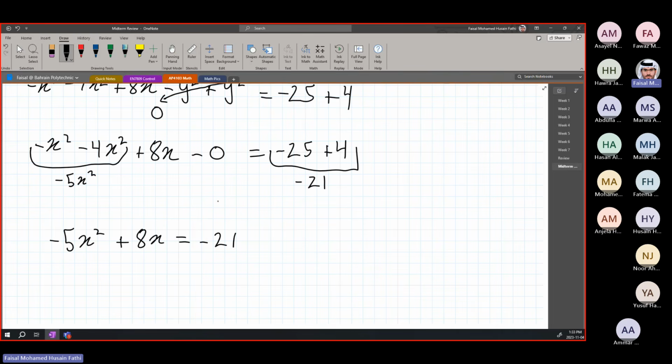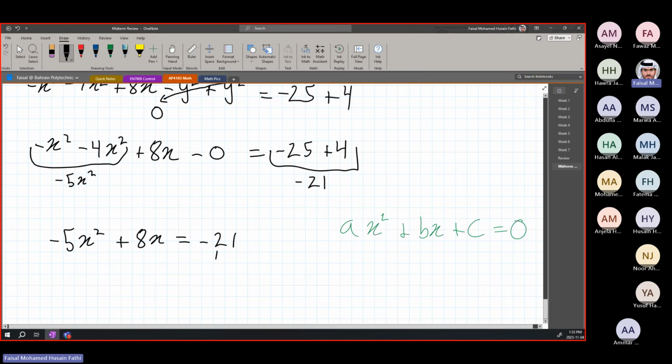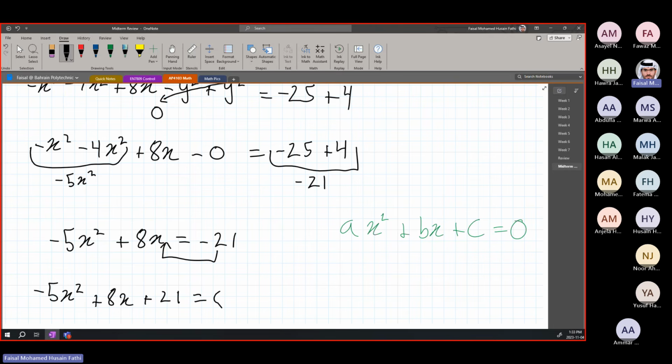To solve a quadratic equation, it has to be in this form, which is ax squared plus bx plus c equal 0. So we need to have a 0 on the right-hand side. Just move this to this side. So minus 5x squared plus 8x minus 21 becomes plus 21 is equal to 0.